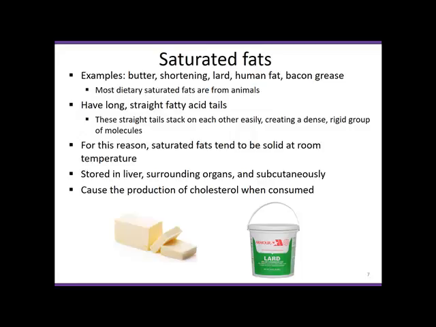So don't eat your fellow humans. Your cholesterol will go up as a result. One of the things that saturated fats do is they cause the production of cholesterol when you consume them, so that's why they're bad for you. We'll see what cholesterol does too, don't worry.